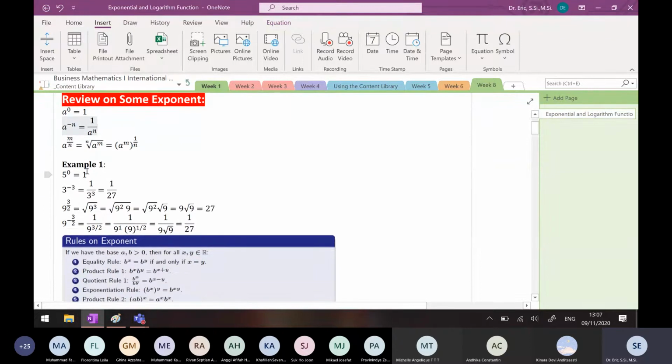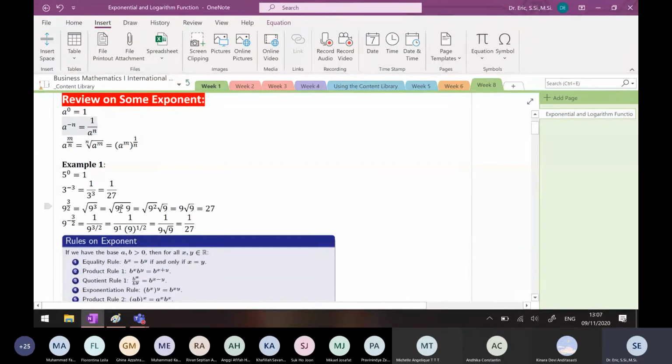So this is the example. If I have 5 to the power of 0, it should be 1. And 3 to the power of minus 3 is 1 divided by 3 cubed, which is just 1 over 27. What about 9 to the power of 3 over 2? This is the square root of 9 cubed. So I have 9 squared times 9, because the square root of 9 squared is just 9.